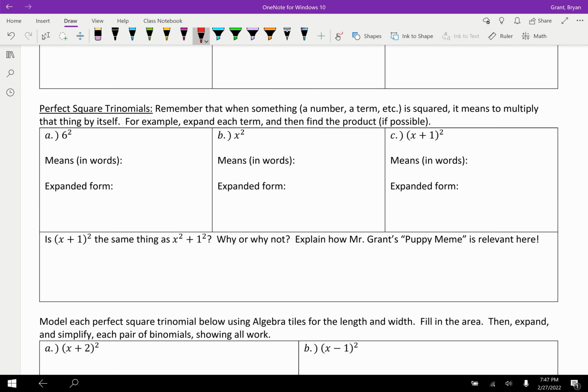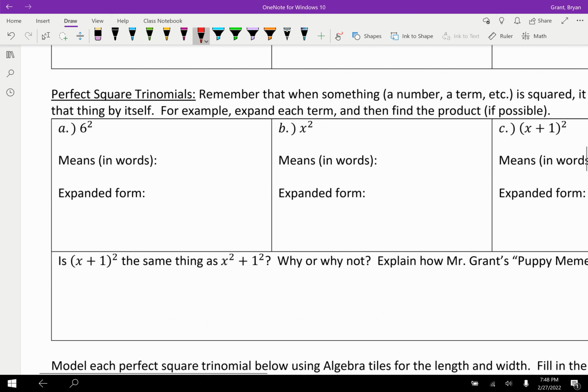For example, let's expand each term. When you expand each term, it means you write it out the long way. You don't necessarily get the answer unless they ask you to, but we're just looking for the expansion. So 6 squared right here means 6 times 6, and in its expanded form is 6 times 6. Easy enough. X squared means x times x. You get the idea. And the expanded form is x times x.